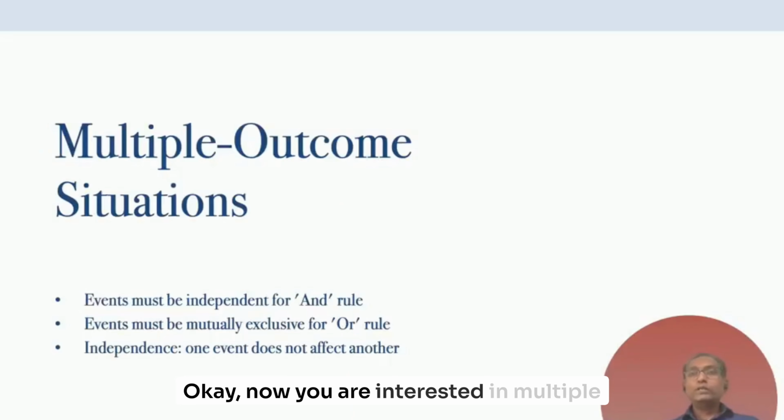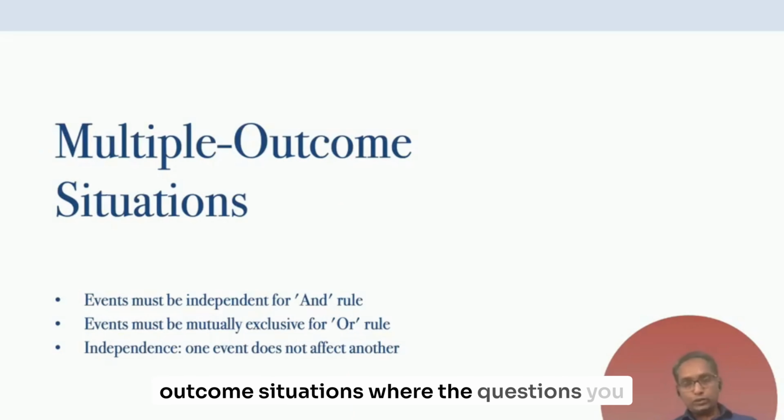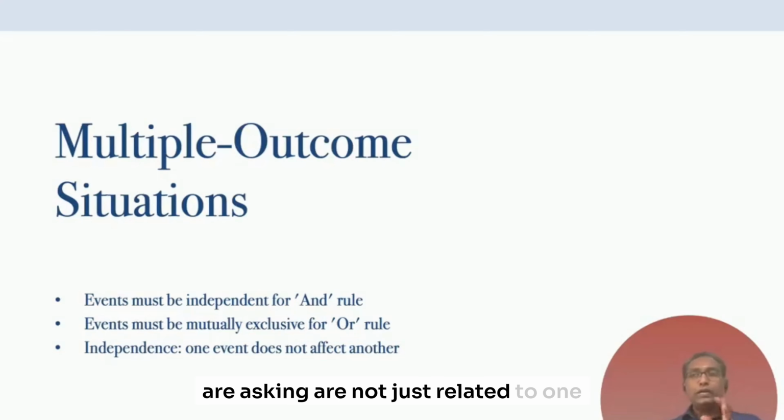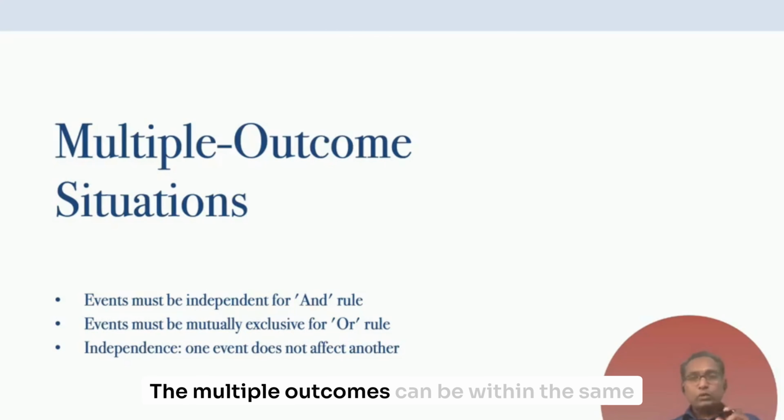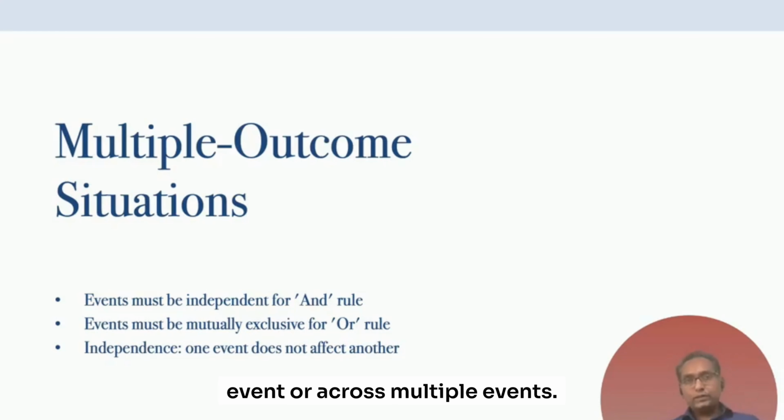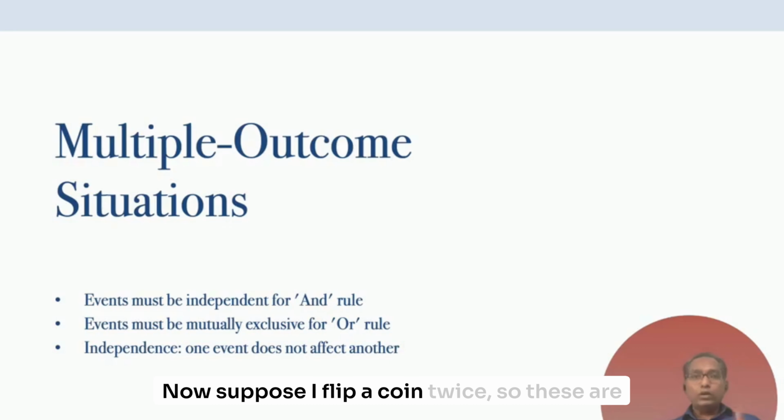Okay, now you are interested in multiple outcome situations where the questions you're asking are not just related to one outcome, but multiple outcomes. The multiple outcomes can be within the same event or across multiple events. Now, suppose I flip a coin twice.